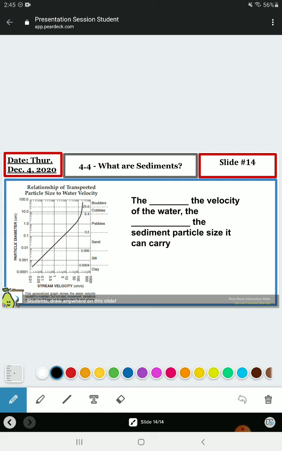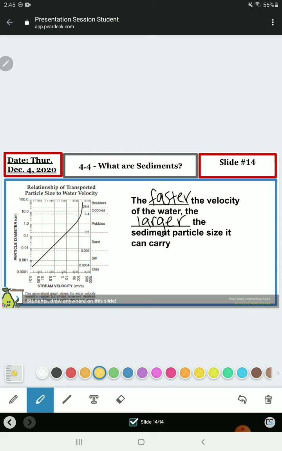As you should see, the faster the velocity of the water, the larger the particle size it can carry. You can see that if you look at the chart here. Here the stream velocity is very low, and as it increases, you can see we move from clay to silt to sand, pebbles, cobbles, and boulders as you move up the chart.